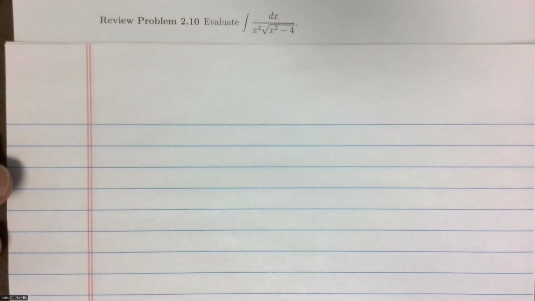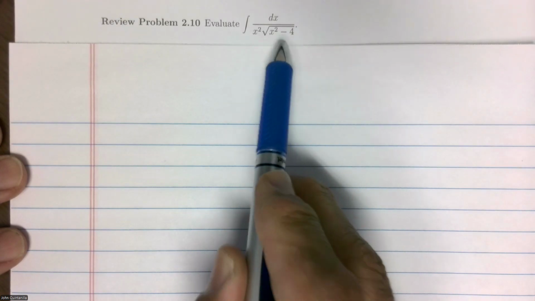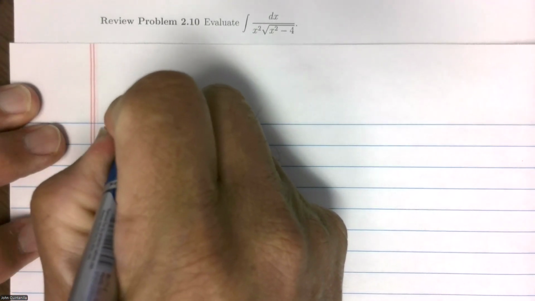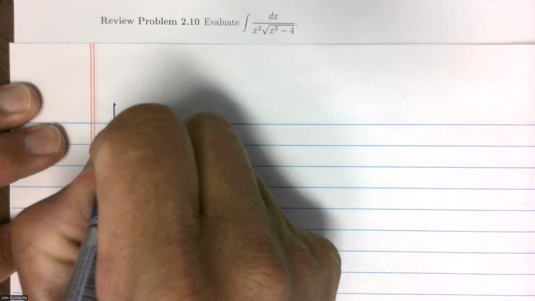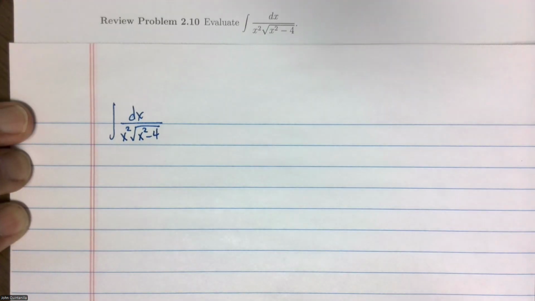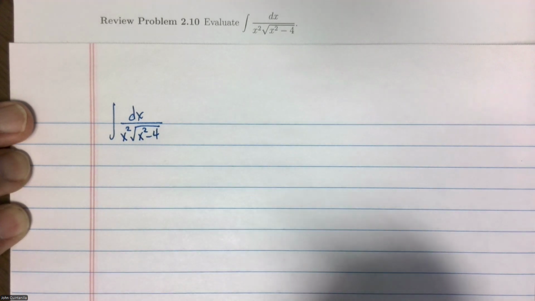For this video, let's take a look at the antiderivative of 1 over x squared times the square root of x squared minus 4, all in the denominator. For this problem, the technique that we're going to use is trigonometric substitution. The reason I'm clued in that this should be the technique is because of the square root of x squared minus 4 in the denominator.